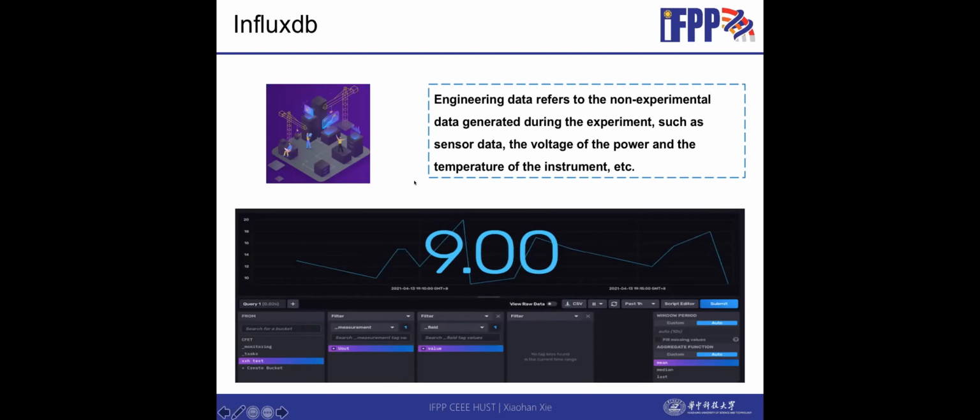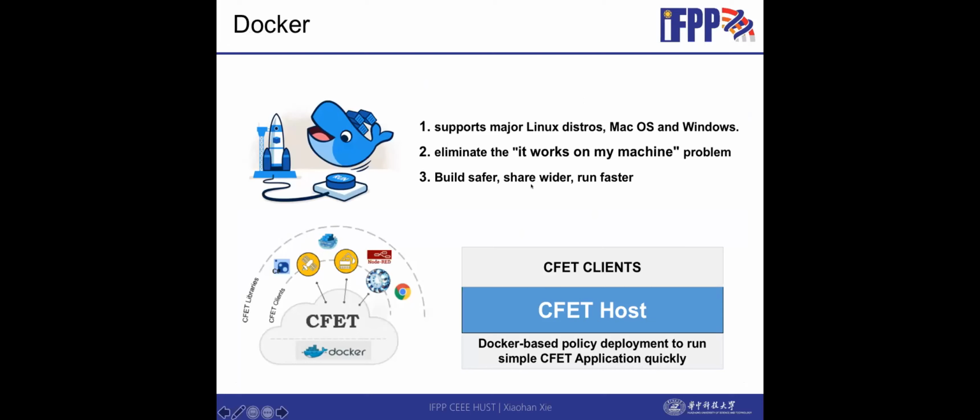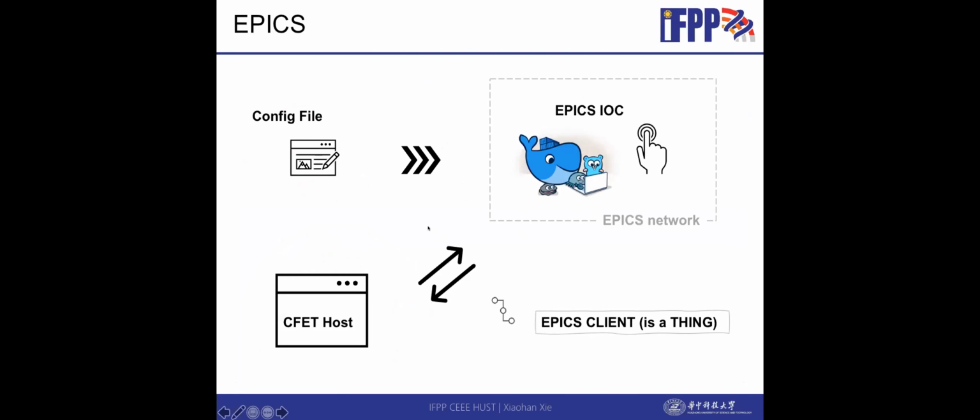And Docker is an open source application container engine that allows developers to package their application and dependency package into a portable container and then distribute to any popular Linux, Mac or Windows machine. CFAT uses Docker-based deployment to run CFAT applications quickly. The compatibility of CFAT with EPICS is also greatly improved. Using our Docker image, an EPICS IOC can be run very quickly based on a simple configuration file.